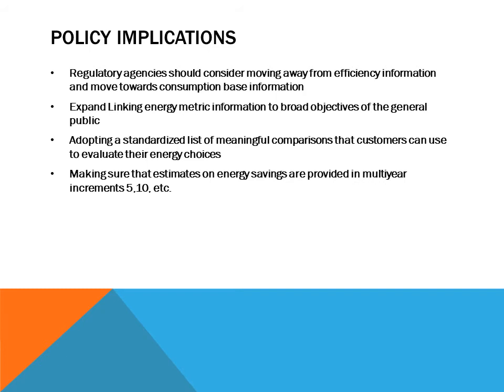Let's discuss some policy implications. Regulatory agencies should consider moving away from efficiency standards and towards consumption standards. This represents basically a change in the way information is presented to customers. Telling a customer the actual consumption of a vehicle will be a lot more useful than how many miles they can get in the city.